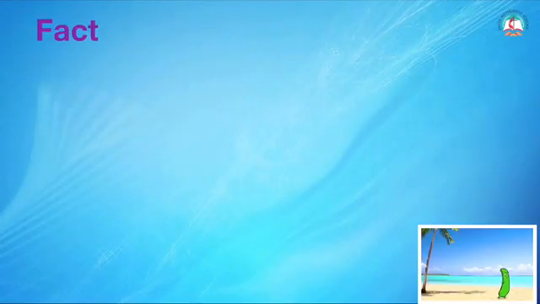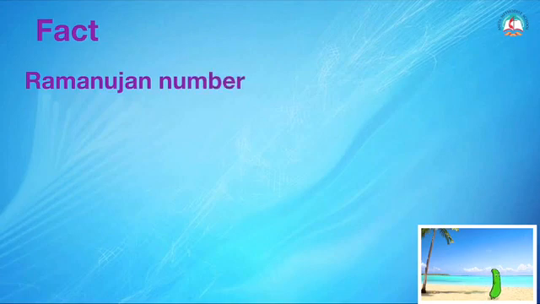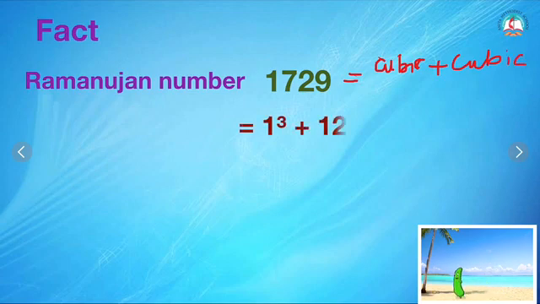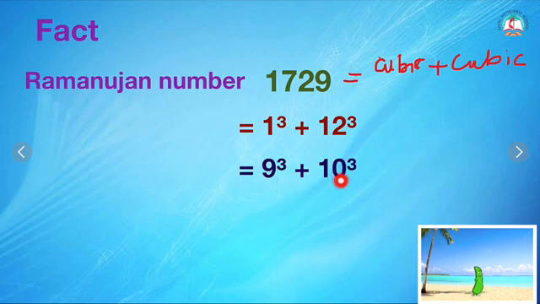Today's fact. We all know about Ramanujan's number, right? What is Ramanujan's number? 1729. What is so special about this? This is the smallest number which can be expressed as a sum of two cubes. That is, we can write 1729 as 1 cube plus 12 cube, or 9 cube plus 10 cube. So this is the smallest number which can be expressed as a sum of two cubic numbers in two ways.